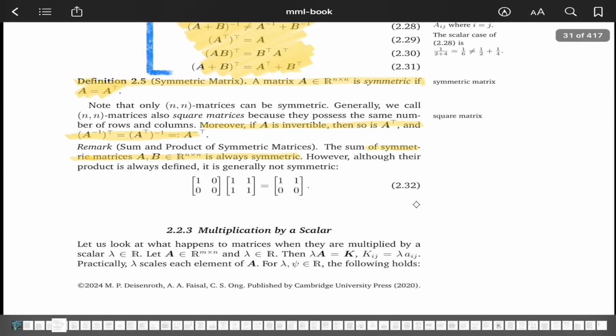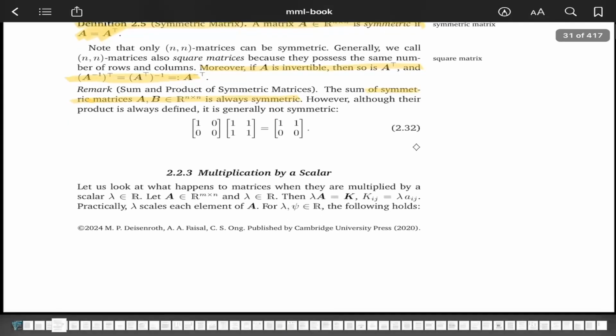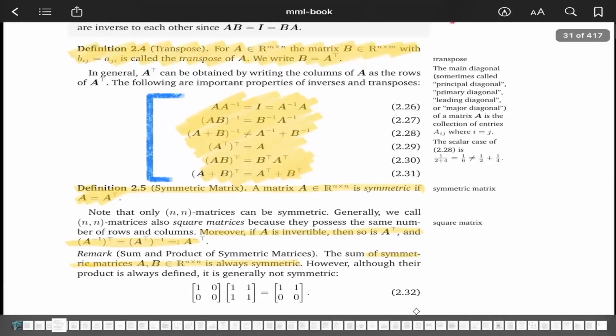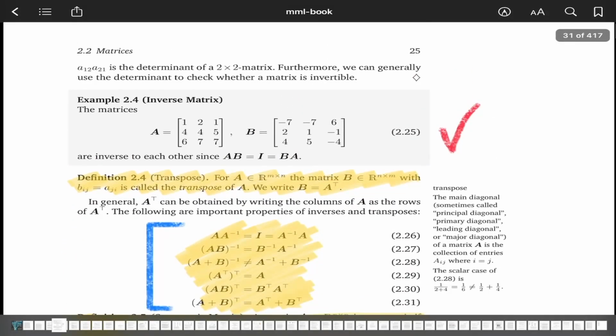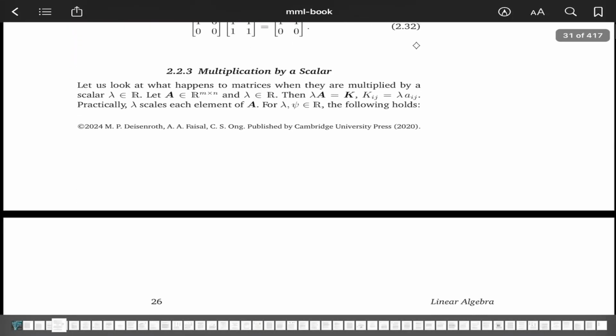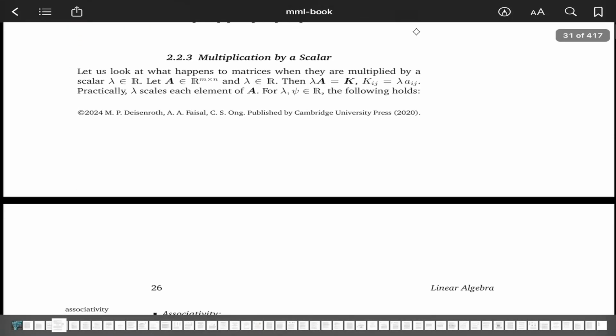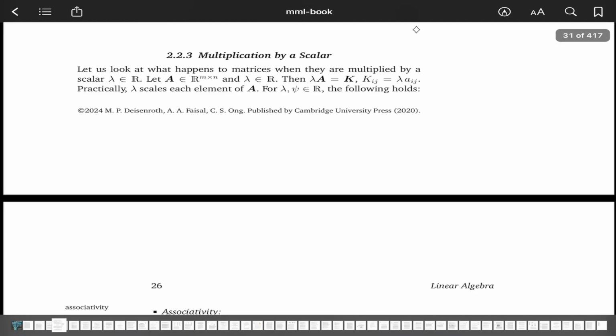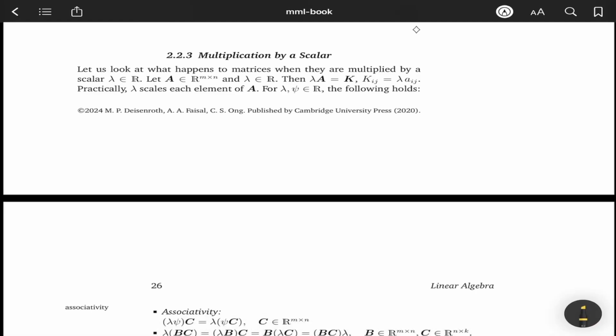Welcome to another open learning session where I'm going to catch up with deep learning. So we are doing the SMAth textbook. The last chapter was about inverse matrices, and now we are reaching chapter 2.2.3, multiplication by a scalar.